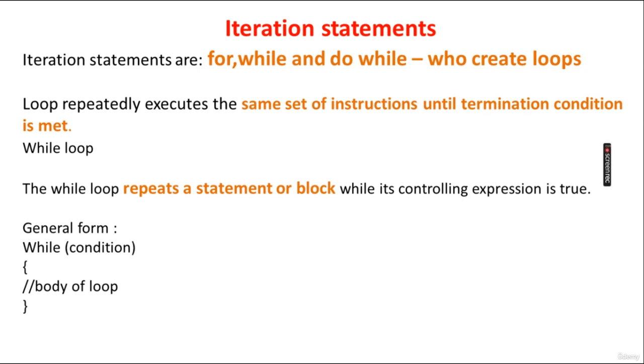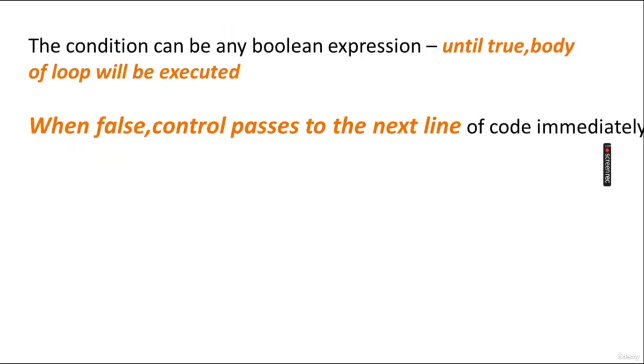While loop. The while loop repeats a statement or block while its controlling expression is true. While the condition is true, the statement will be executed. As simple as that. General form: while condition, then the body of the loop. The condition can be any Boolean expression. Unless and until that Boolean expression evaluates to false, the body of the loop will be executed. When false, control passes to the next line of code immediately.